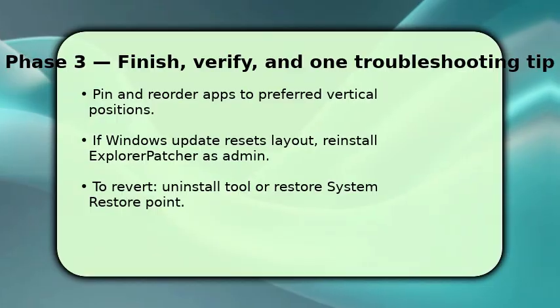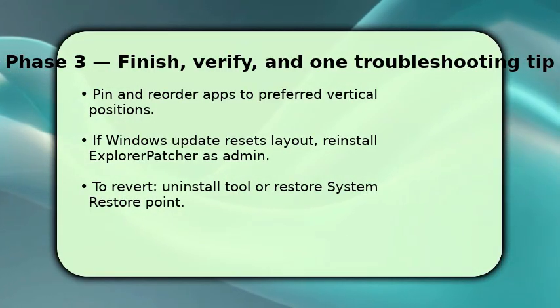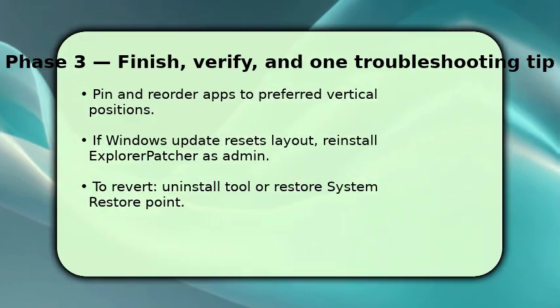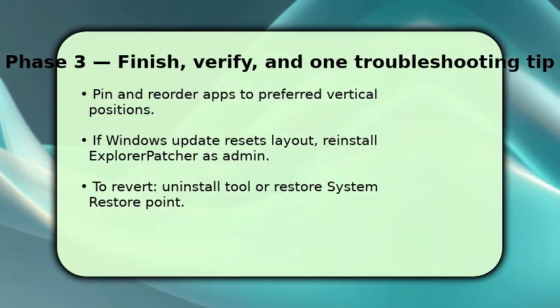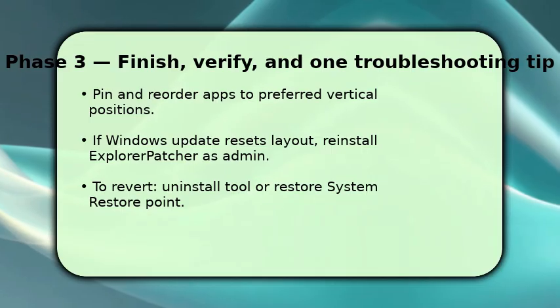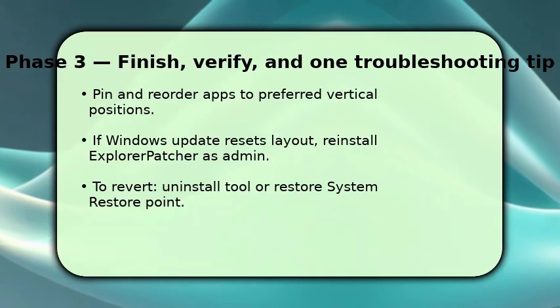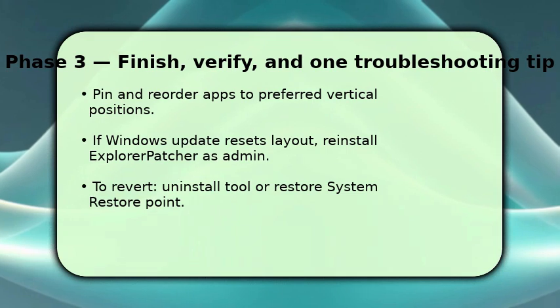Make sure to test context menus and shortcuts so nothing feels broken. If a Windows update resets the taskbar, reinstall Explorer Patcher as administrator or reapply the orientation in its settings. That usually fixes post-update regressions. As a last resort, uninstall the tool or restore the system restore point you made earlier. That returns Windows 11 to its original, supported taskbar state.